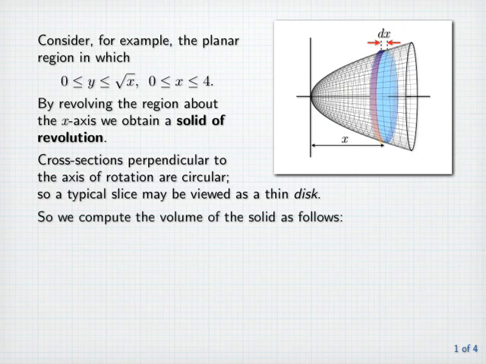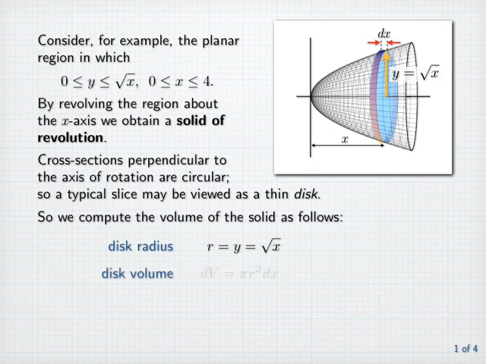To write the disk volume dV, we first need the disk radius. This is simply the y-coordinate on the curve, which is the square root of x. So the disk volume is pi times the radius squared dx, or pi times the square of the square root of x times dx, which is simply pi x dx.